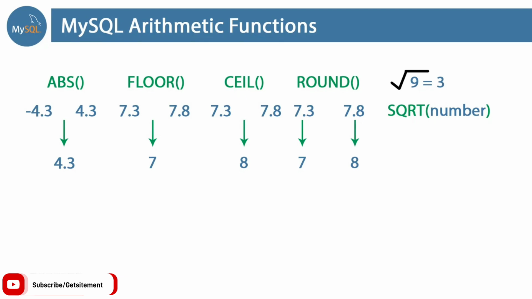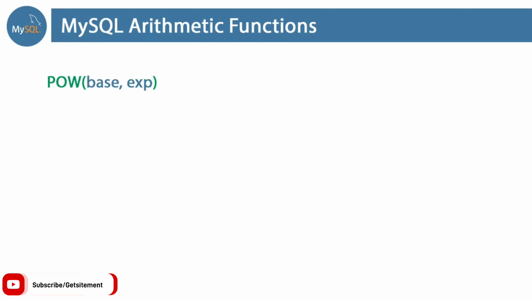And our next function is the power function. Here we need to provide two values, base value and exponent value. As you can see in my example, 2 is our base value and 3 is our exponent value. So 2 multiplied by 2 equals 4. 4 multiplied by 2 equals 8. And you know the process of how it works.